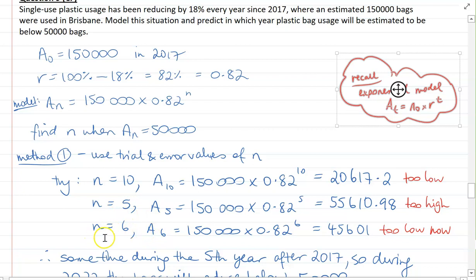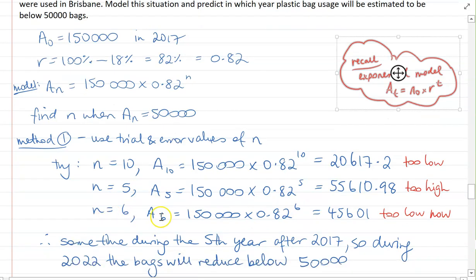So then I tried after 6 years, and that gave me a value that was a bit too low now. So that tells me that sometime during the 5th year after 2017, in other words during 2022, the bags will reduce below 50,000.